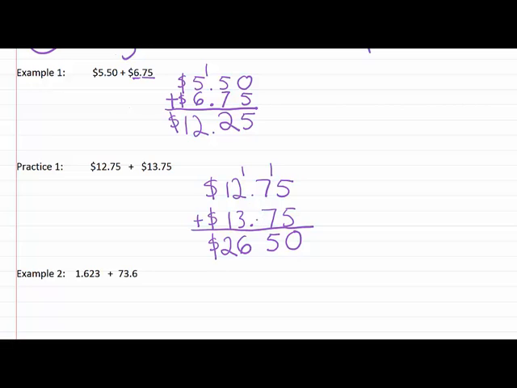And then our last step, step number 4, is going to be bringing down the decimal point. So there we go. Our final answer for this one is $26.50.